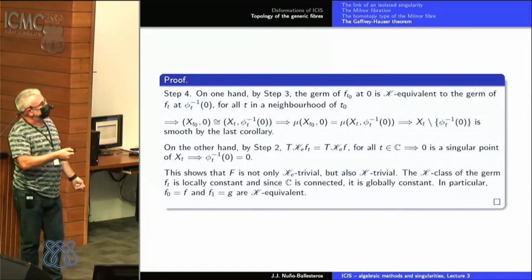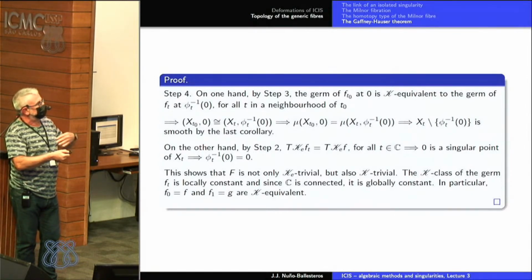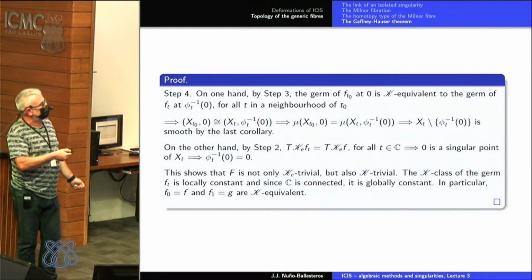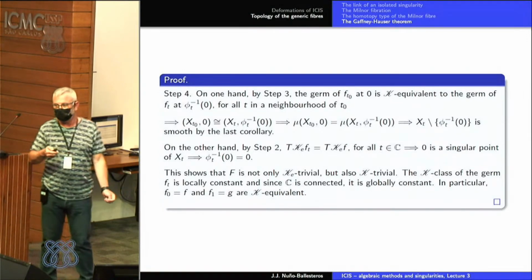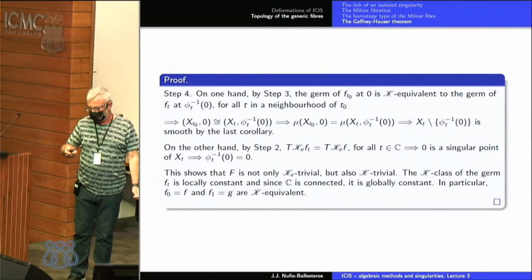But this shows that this unfolding F is not only K E trivial, but also K trivial. In particular, the K class of the germ Ft at the origin is locally the same. So this is locally constant, but since the complex plane is connected, then it must be globally constant. In particular, F0, which is F, and F1, which is G, they are equivalent. And this concludes the proof. Okay, so thank you very much. I will finish here.